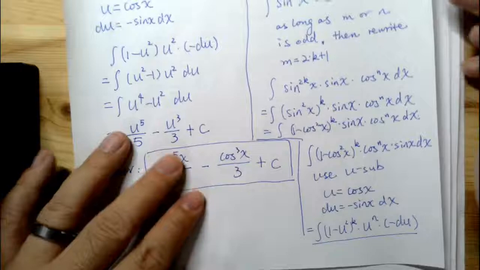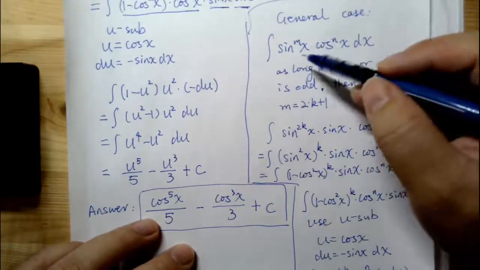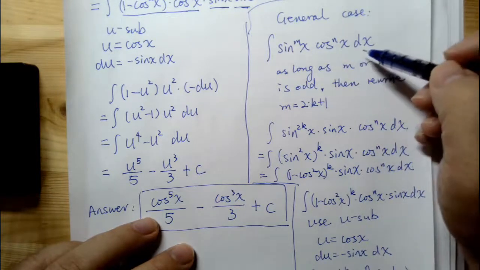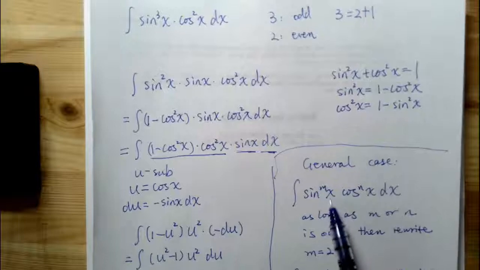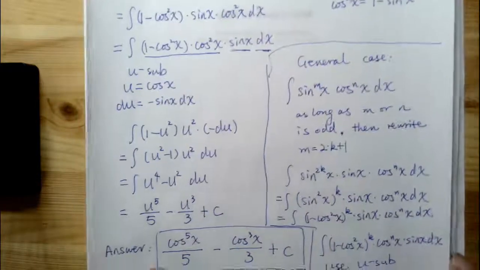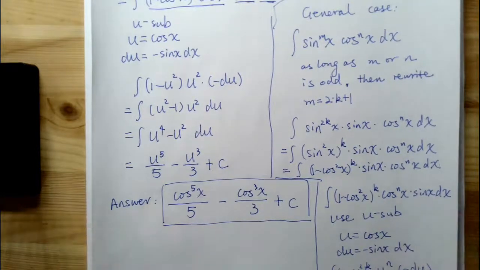Okay, so this is the type of question in this form, the integral of sine to the power of m cosine to the power of n dx. In our problem here, as you can see, m equals 3, n equals 2. Okay, so I hope this makes things a little bit clearer. I'll stop here, and thank you for watching this video.